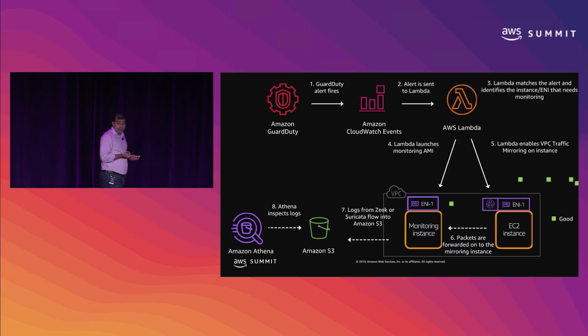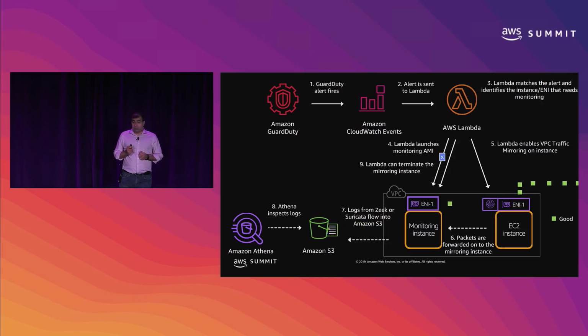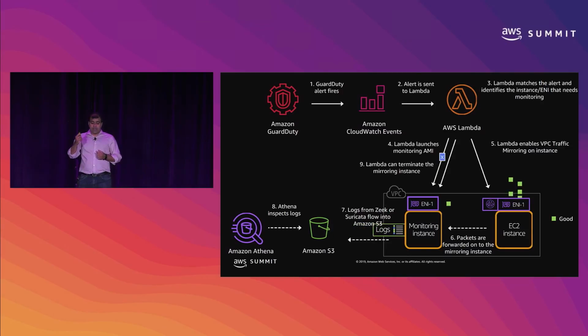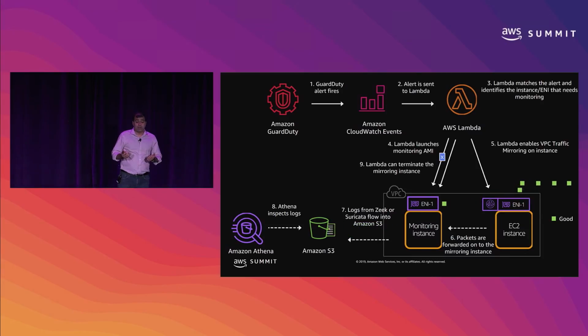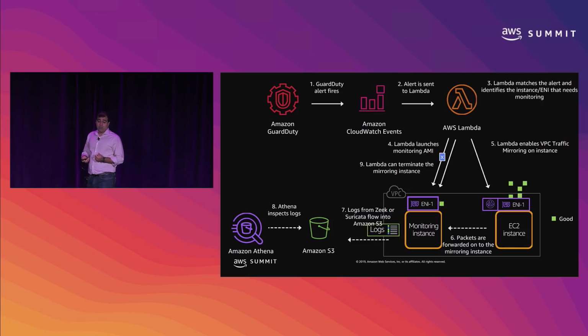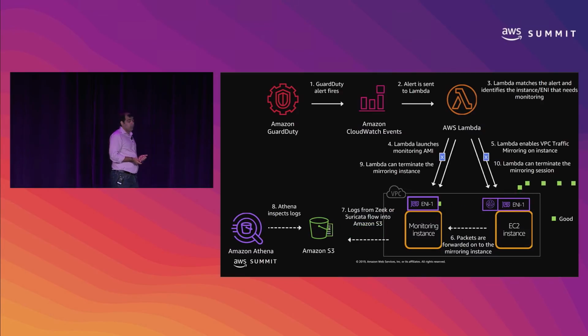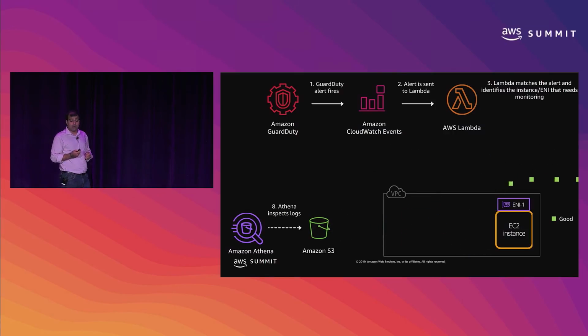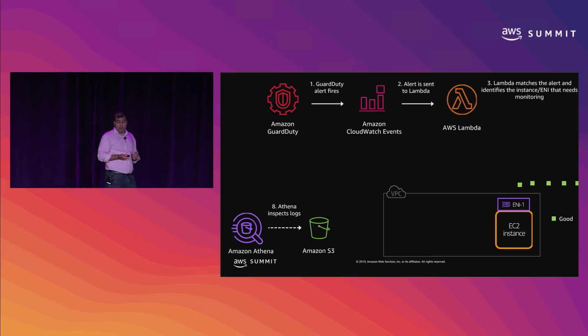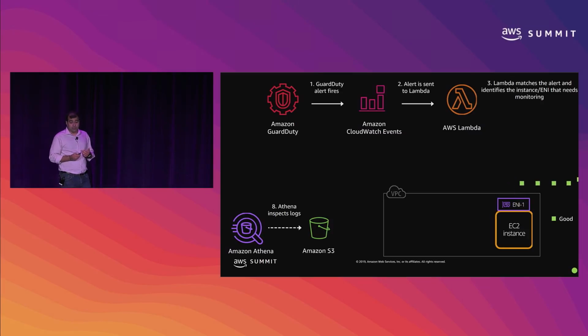So that was one thing. The slide has more build-out. Once things are done and you have remediated the problem, you can clean up this environment too. Lambda can go terminate the monitoring instance if you want. It can disable the traffic mirroring, and that's how you can have the incident response going for a particular alert that was generated by either your tools using flow logs or GuardDuty.